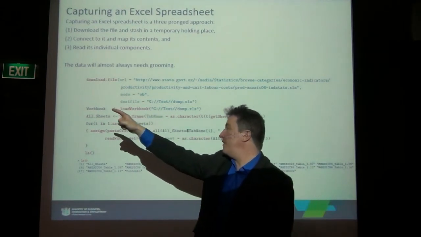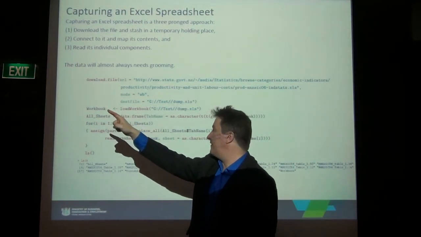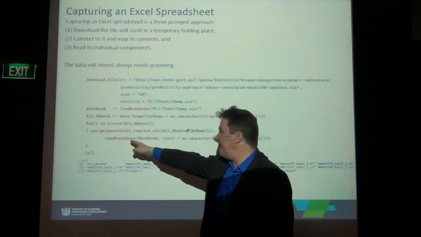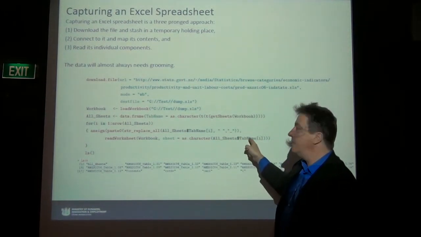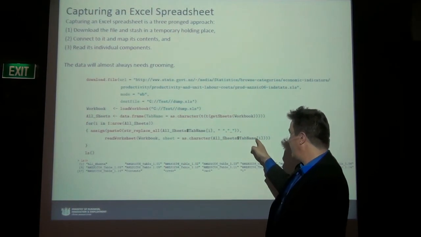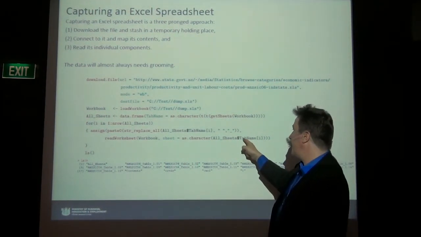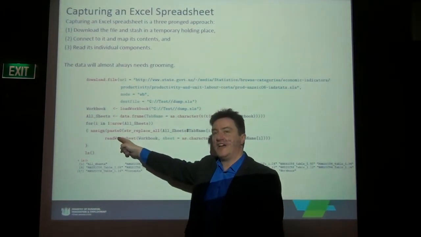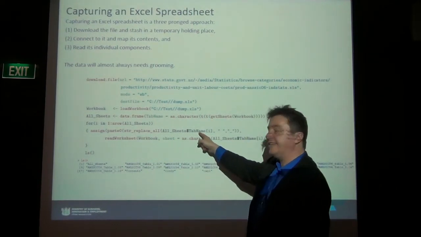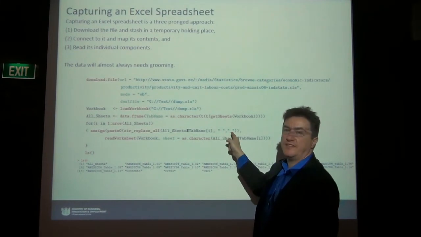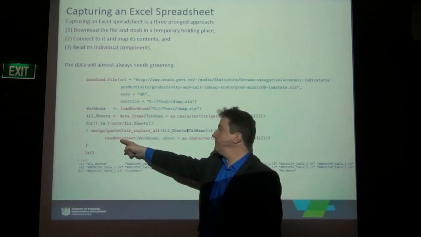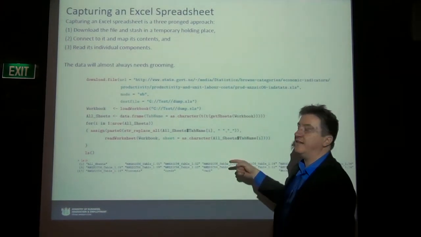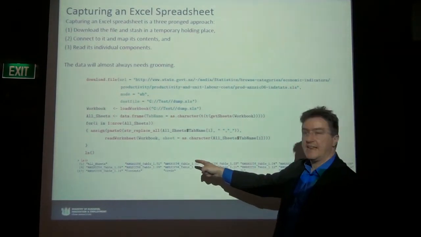Then I use the size of the object to iterate through a loop, and this assign function is tremendously powerful. What the assign function does is it takes two components. The first component is the name, an object. The second component is the thing you're going to do to it. It uses my iterator to go through all the tabs, pull out the tabs, read the entire sheet into an object, then takes the tab name, strips out all the spaces, puts underscores in, and then assigns the value of that entire tab to that name, and then goes through.